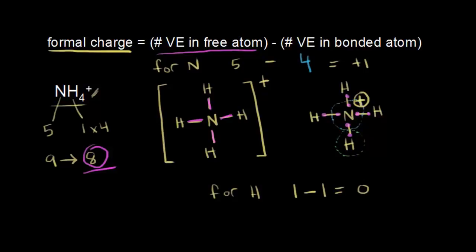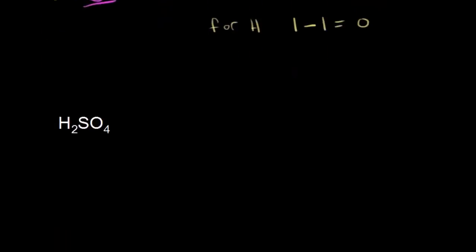Let's see how that applies to affecting our final dot structure. An example of that would be something like sulfuric acid. The first step, of course, is to calculate the total number of valence electrons we need to worry about in our dot structure. Once again, each hydrogen is 1, and I have 2 of them. Sulfur is in group 6 on the periodic table, so it has 6 valence electrons.